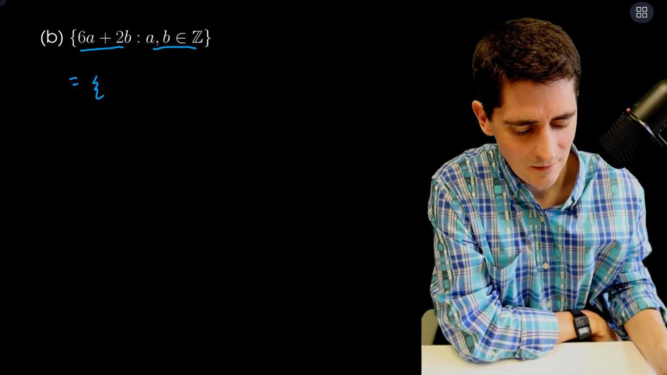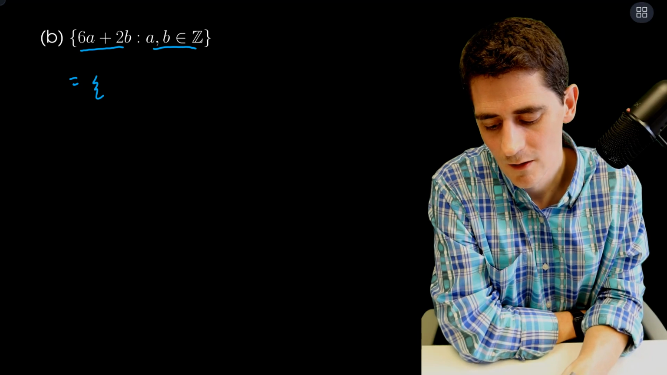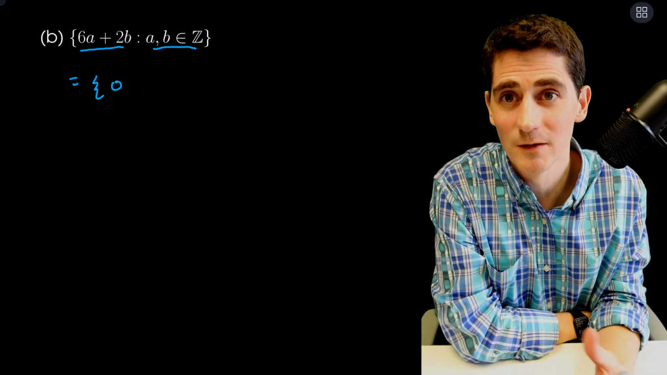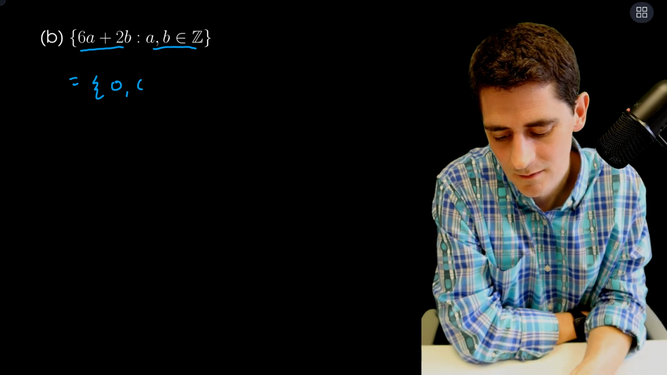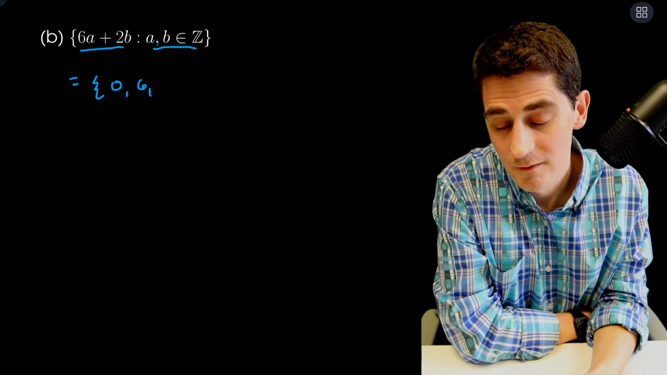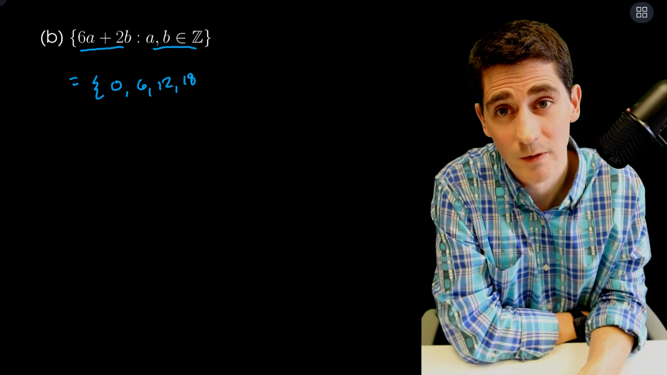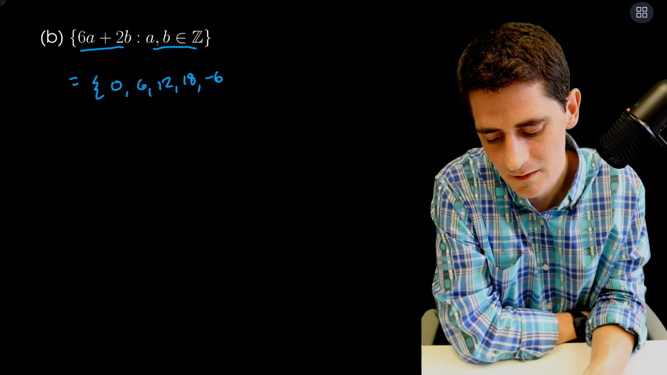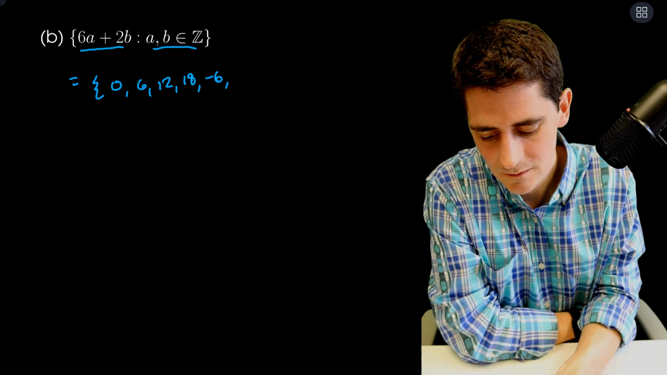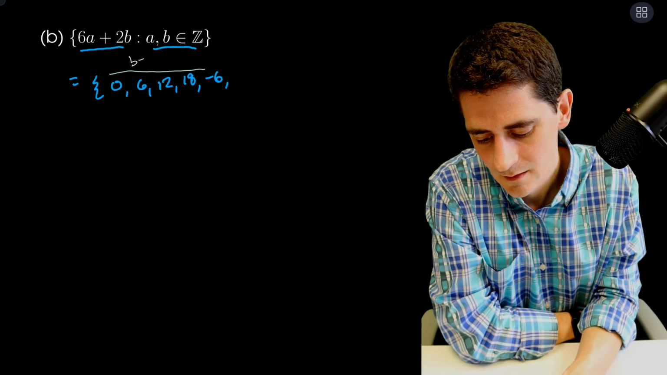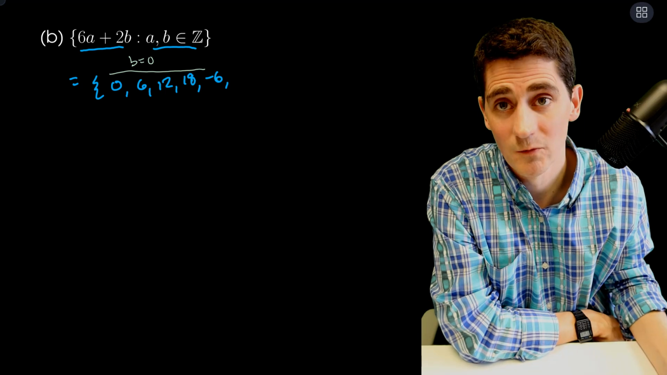So for example, why don't we let b be 0 for a little bit? If a and b are 0, I have 0. If a is 1 and b is 0, I get 6. If a is 2 and b is 0, I get 12, and then 18. And of course I could do plus or minus if I want, so I've got -6 in here, and a lot of other things like that. These are all examples where I let b be 0 and a be something else. I didn't list all of them out, of course.